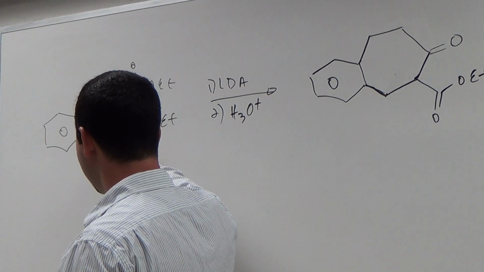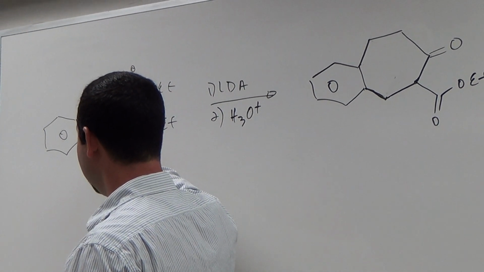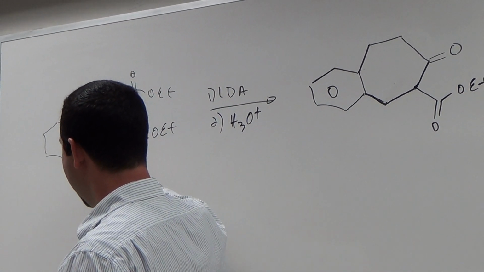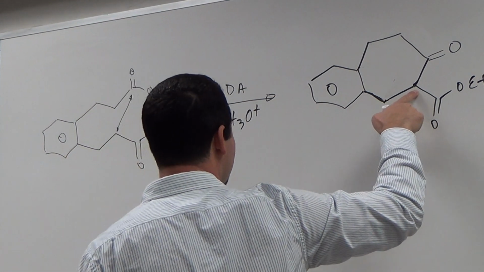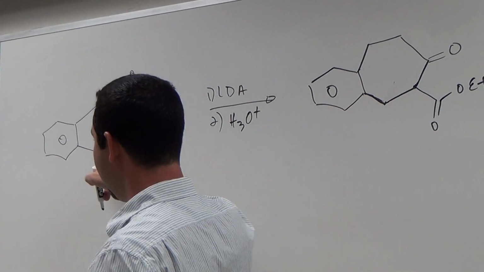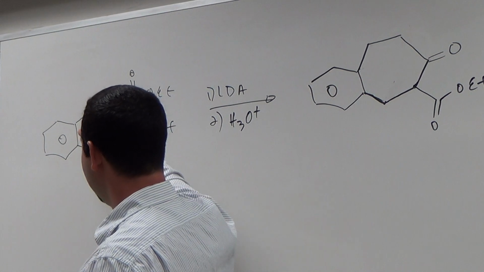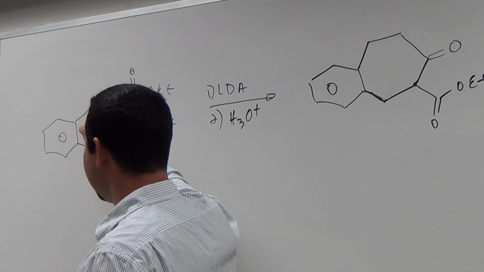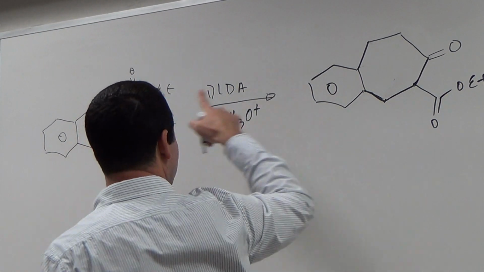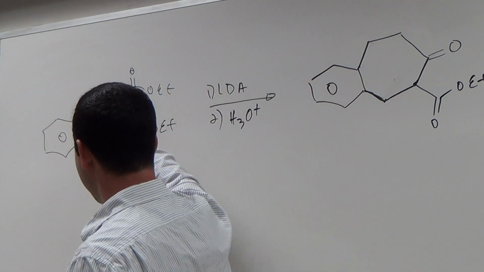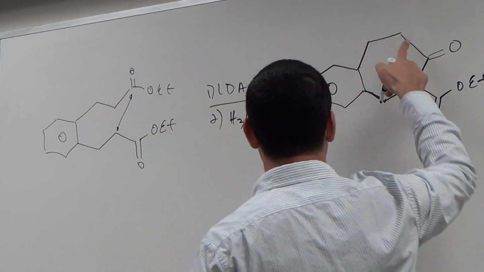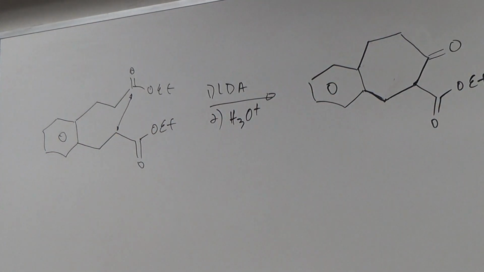I mean, this is how many carbons away from the ring. This is alpha. It has another carbon. The enolate will never form there. And this one has a carbon next to the ring, and then this carbon, and then comes the carbonyl.